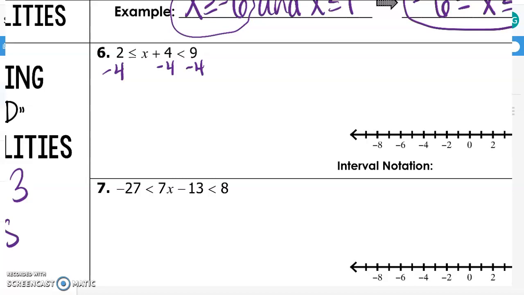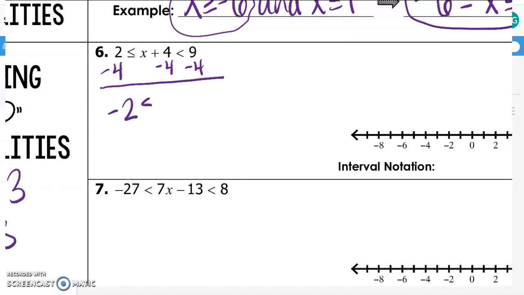So you look at it just like you solve normally, just remember to do it on all 3 parts of your inequality. So my answer is -2 is less than or equal to x is less than 5. That's your final answer for that inequality.